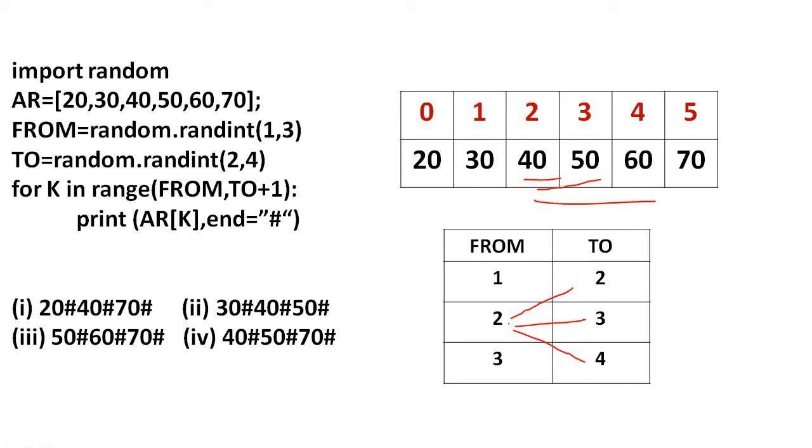Then we will go for when the value of from is 3. First one, when the value of from is 3 and to is 2. Our for loop will not execute for these values. So we will not get any output. Then go for 3 to 3. What we will get? 50 hash. Then 3 to 4. 50 hash, 60 hash. So these are the possible outcomes that you can expect from this program. I think it is clear to you now.